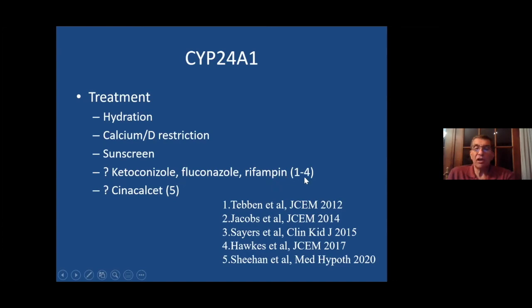Ketoconazole, fluconazole, and rifampin have been used because they can interfere with the enzymes that make 125D. And I think most of the reports are with this, not with this disorder, but with other 125D producing disorders. There is a report with cinacalcet use, and this is from Rob, actually. And I think the belief is that the calcium sensor in the gut is affected, and that causes decreased calcium absorption. But after I finish, I'll let Rob comment on that, because this might be something worth trying.